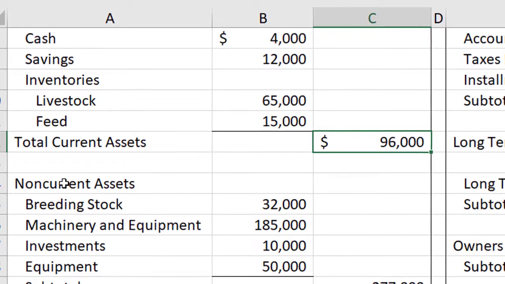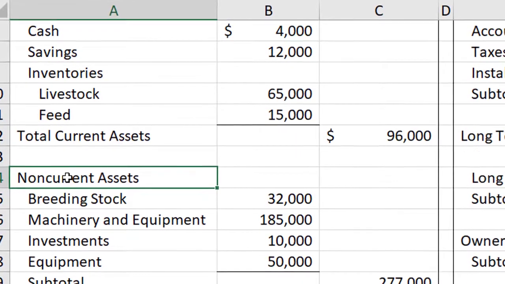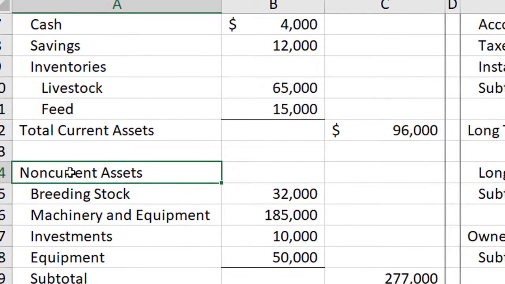All right, the next thing we have is our non-current assets. So these are things that we're going to hold on to over time in order to make money for ourselves.